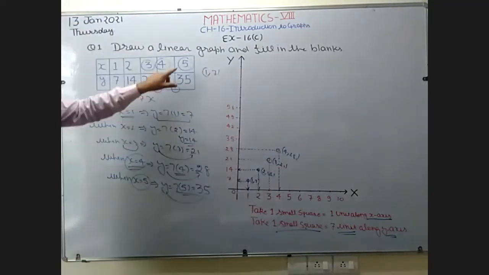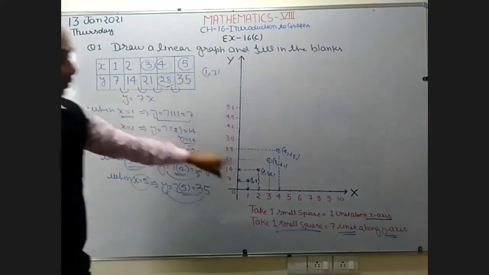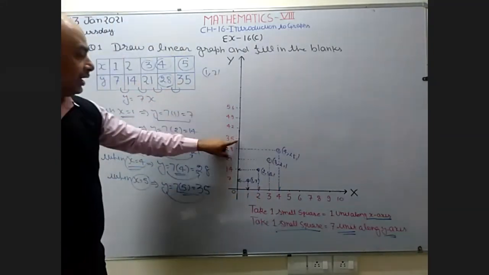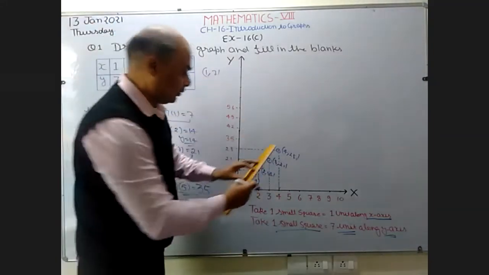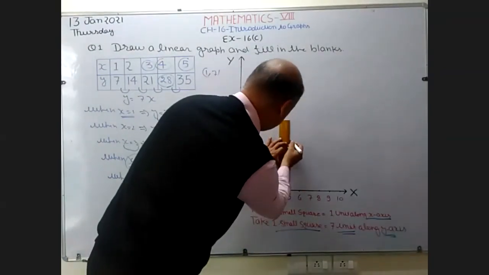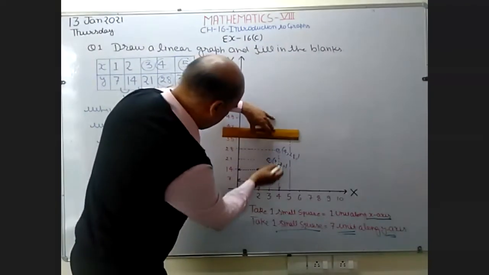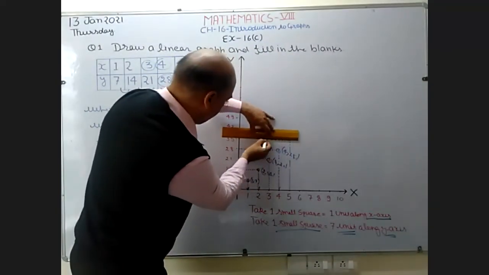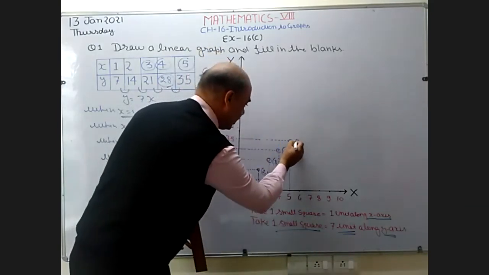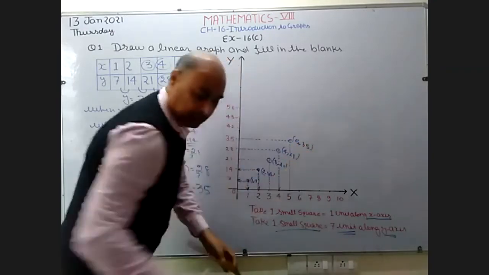Now next, what is given? The value of x is 5 and the value of y is 35. So where is the x value 5? Here. Where is the y value 35? Here. So join these two points. I take this 5 first. Now I take this value of y. So this point is going to be represented by the coordinates 5 and 35. Okay. Now see once again.